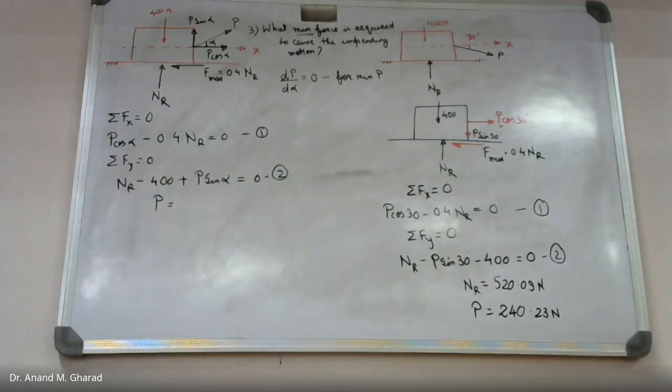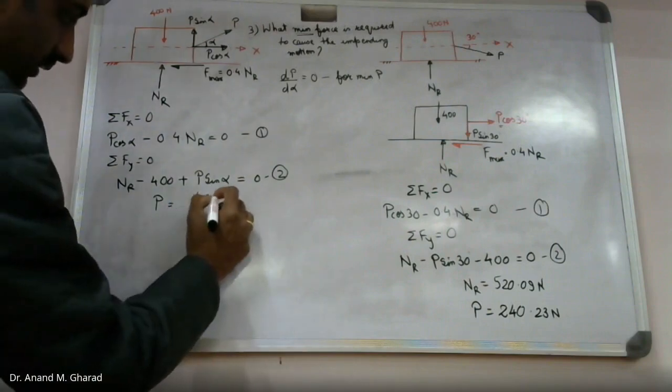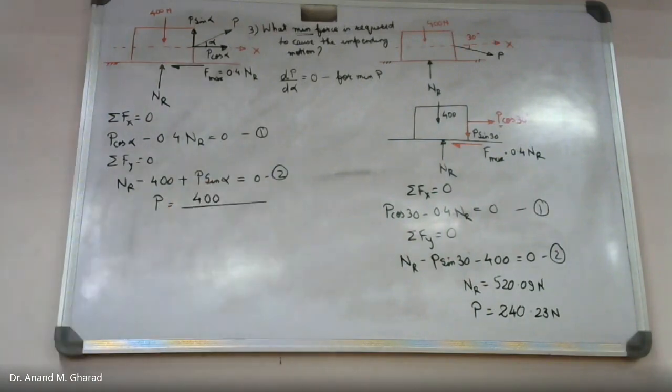So I am getting this P value after solving it to be 400 divided by 2.5 cos alpha.